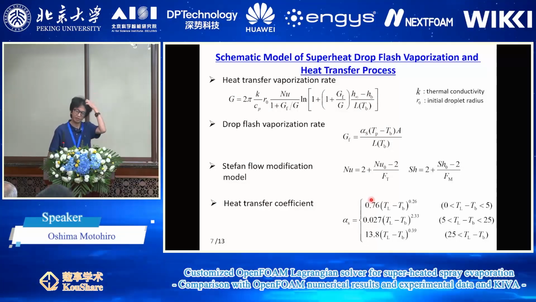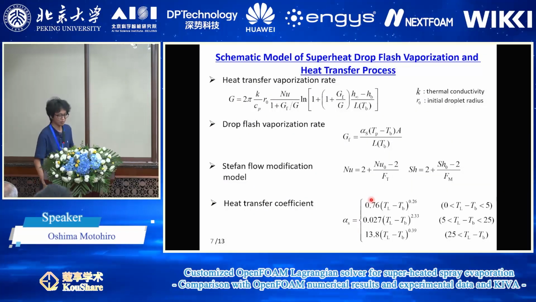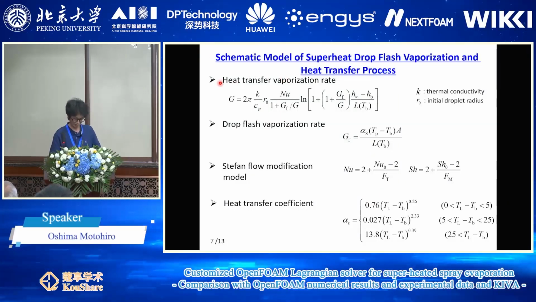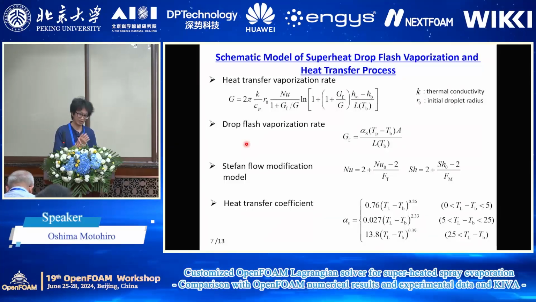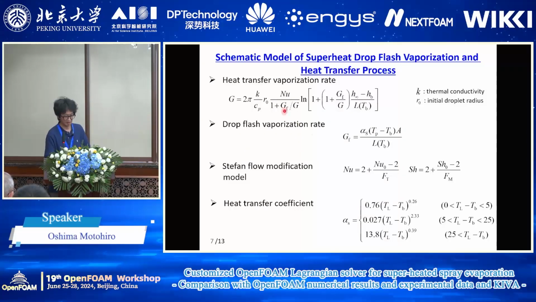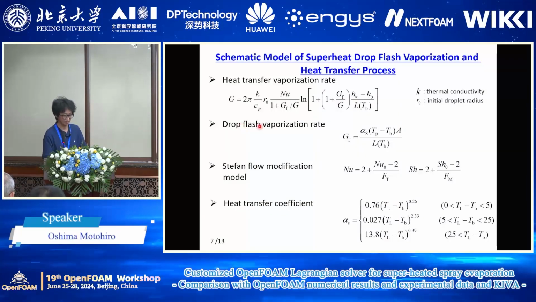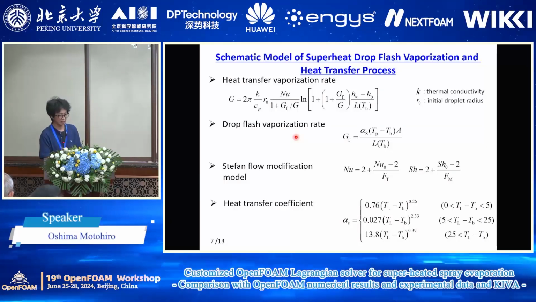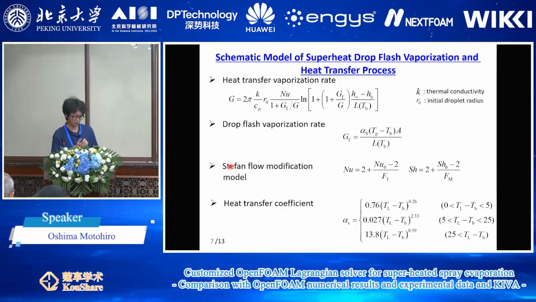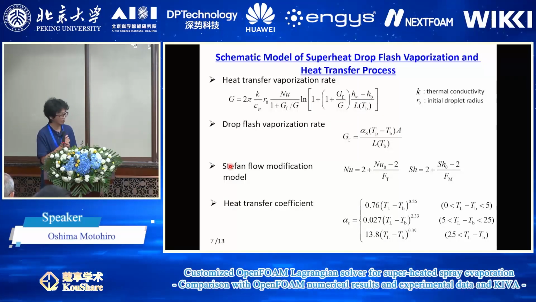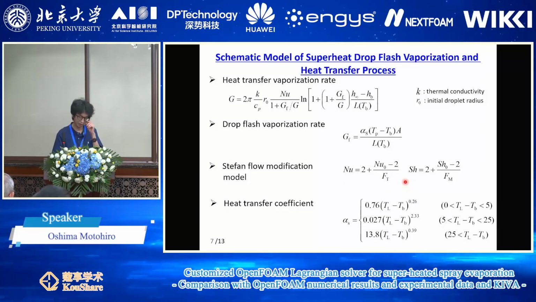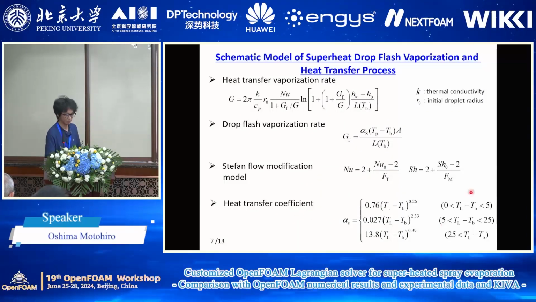Next, this figure shows the superheated droplet flash vaporization and heat transfer process. The heat transfer vaporization rate is calculated by this equation, where GF is the droplet flash vaporization rate. In this equation, the Nusselt number is modified by the Stefan flow modification model from the normal Nusselt number using this equation. The heat transfer coefficient is calculated by these equations.